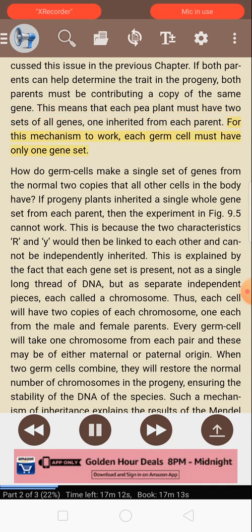For this mechanism to work, each germ cell must have only one gene set. How do germ cells make a single set of genes from the normal two copies that all other cells in the body have? If progeny plants inherited a single whole gene set from each parent, then the experiment in figure 9.5 cannot work. This is because the two characteristics, R and Y, would then be linked to each other and cannot be independently inherited.